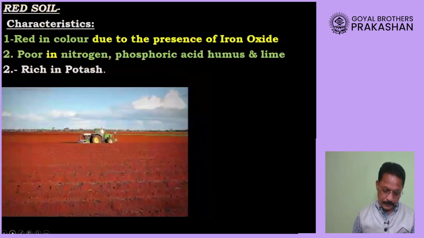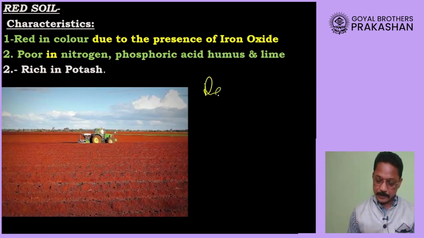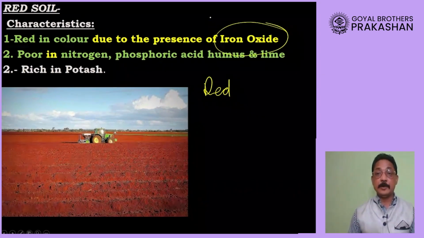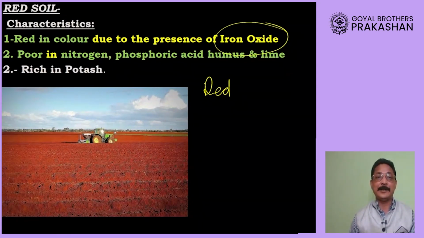Now let us look at this. What are the characteristics of this soil? As we have already seen, this soil is red in color, and its red color is due to the presence of iron oxide. Iron oxide is nothing but rusted iron.